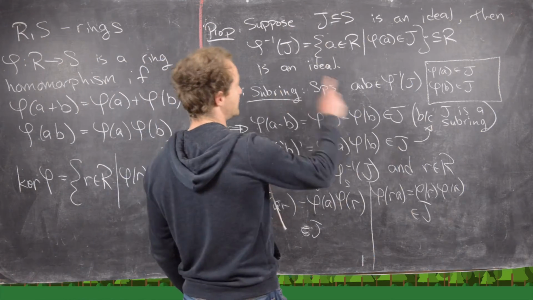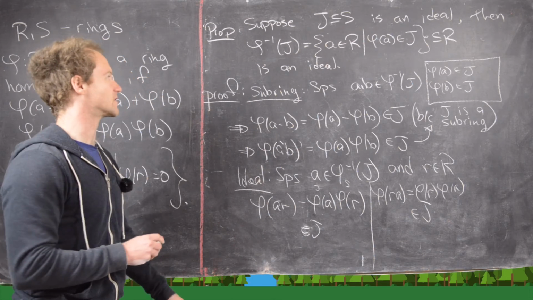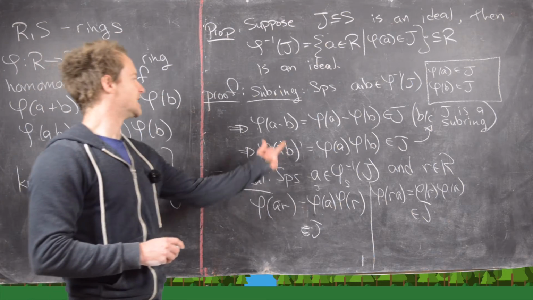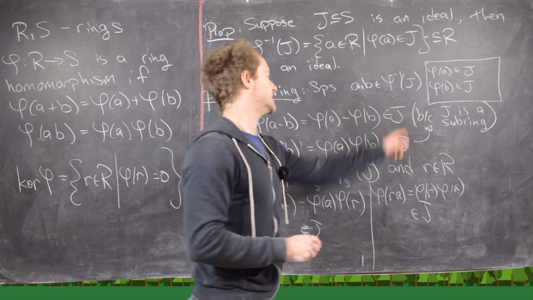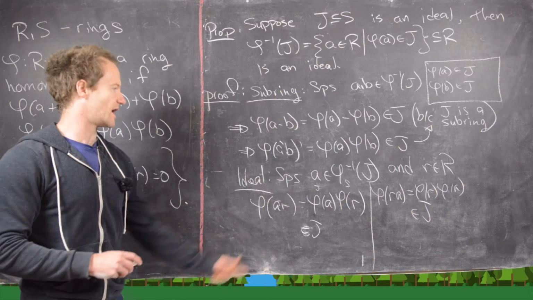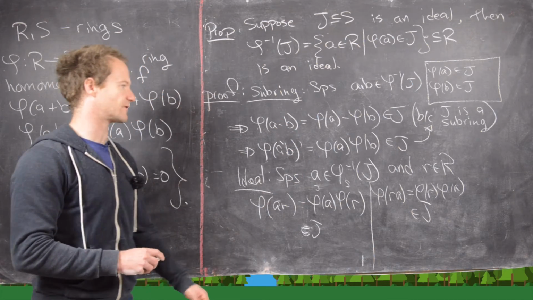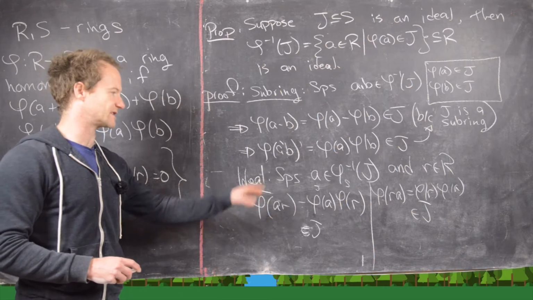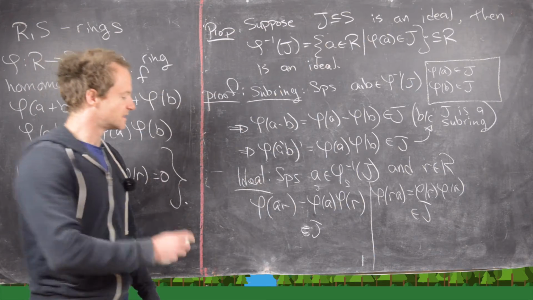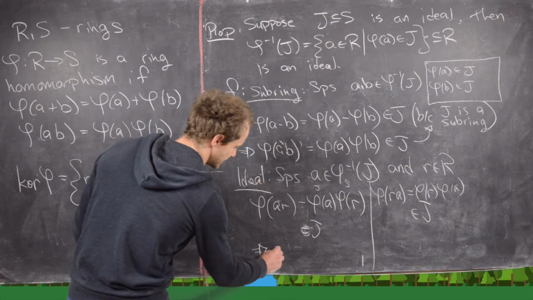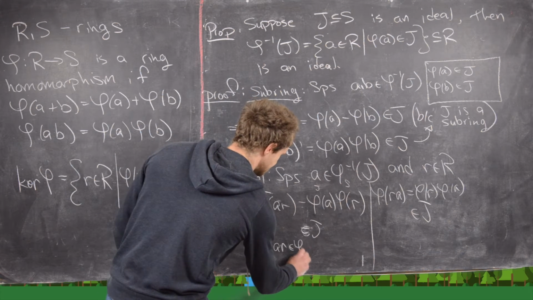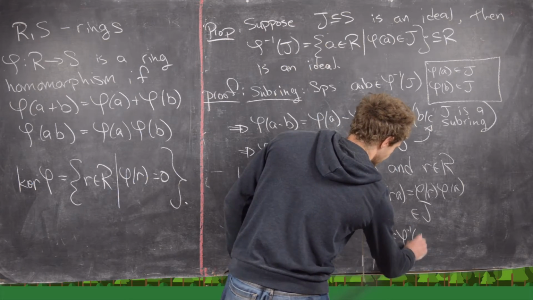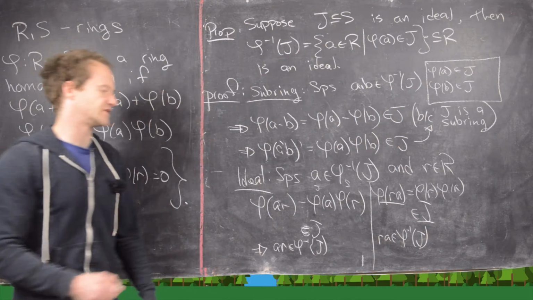Okay, so all of this tells us that phi inverse of J is an ideal. Because notice what we have here is that A minus B is inside of phi inverse of J by this line. A times B is inside of phi inverse of J by this line. And then A times R is in phi inverse of J by this line, and so on and so forth over there. So let's go ahead and add these down here. So notice this implies that A times R is inside of phi inverse of J. This tells us that R times A is inside of phi inverse of J by the definition of the inverse image.